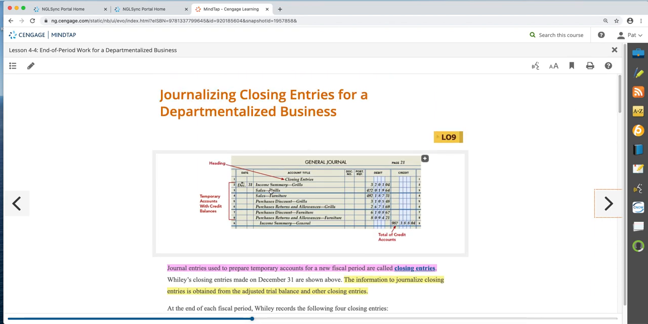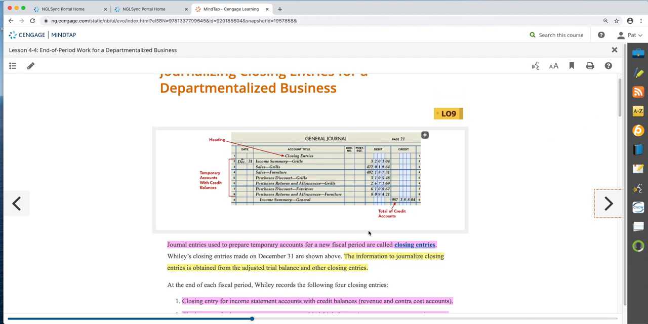So step 1, we want a closing entry for income statement accounts with a credit balance. So you go to the unadjusted trial balance, find all the income statement accounts that have credit balances, and we would debit them. So we're going to debit sales, purchases returns, and so on. These are the contra cost accounts. And you add all those up and you dump it, or credit, I always say dump it, into income summary general. So these are in your unadjusted trial balance in the credit balance column, for the income statement accounts.